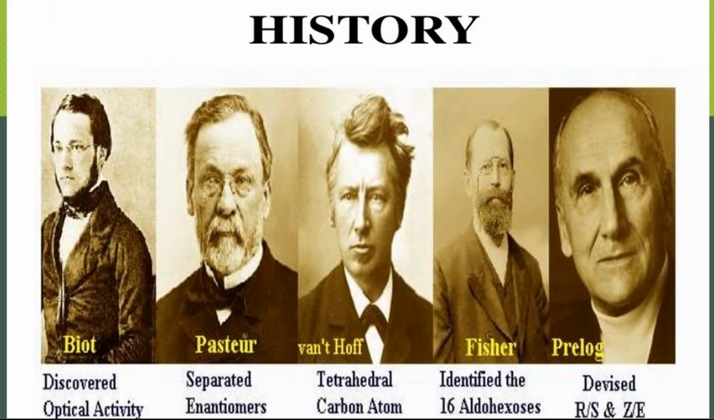So if you see the history, Biot is a scientist who discovered optical activity, and Pasteur separated the enantiomers. Van't Hoff gave the tetrahedral carbon atom. Fischer identified the 16 aldohexoses. Prelog devised the terms RS and EZ. We'll come to later what is meant by RS and EZ.